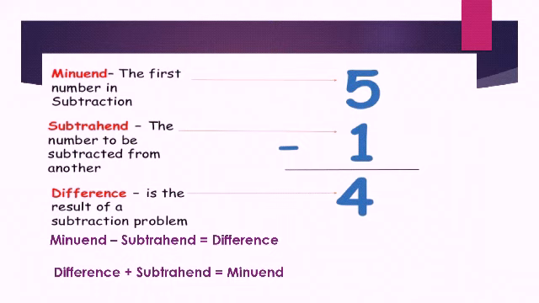Now, 5 minus 1 is 4, right? So 5 is your minuend, 1 is your subtrahend, 4 is your difference. Now when you add the subtrahend, that is 1, and the difference, that is 4, you get 5, that is the minuend. This is what is written: difference plus subtrahend equals minuend.